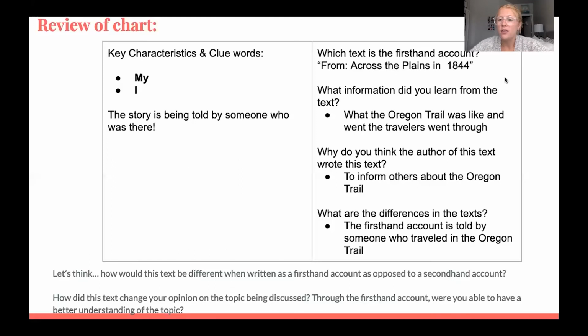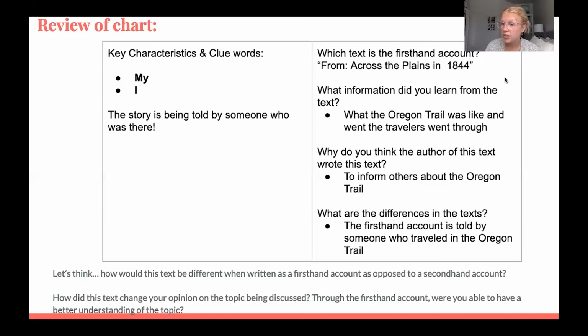Why do you think the author of this text wrote this text? To inform others about the Oregon Trail. So I think the author wrote this text to inform others about the Oregon Trail and what it was actually like.